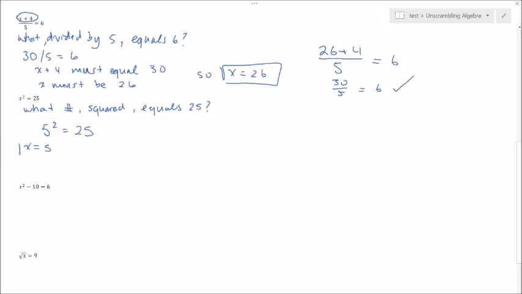But wait, there's another number that if I square gets me 25. Let's remember that a negative times a negative, of course, equals a positive. Okay, and in this case, it would be negative 5 times negative 5 is equal to positive 25. So negative 5 squared would also equal 25. So in this case, we actually have two solutions, because both x equals 5 and x equals negative 5 would yield true equations.